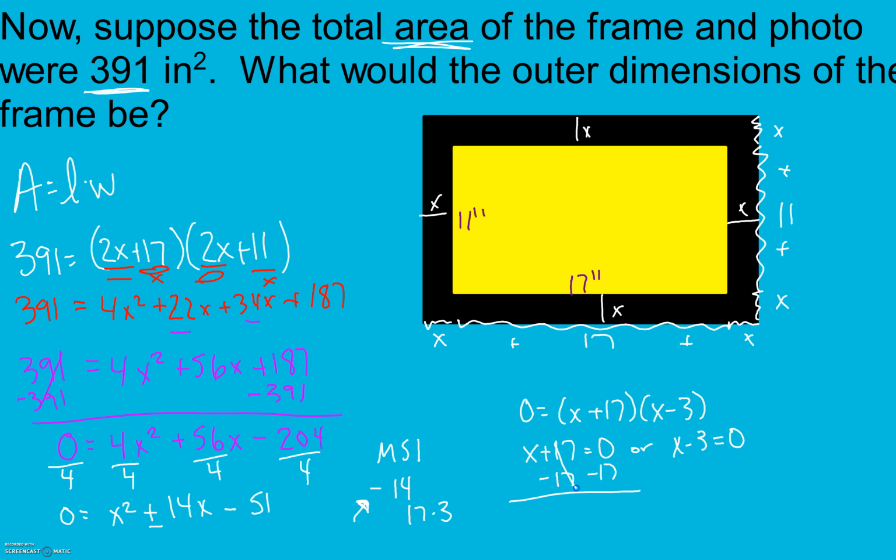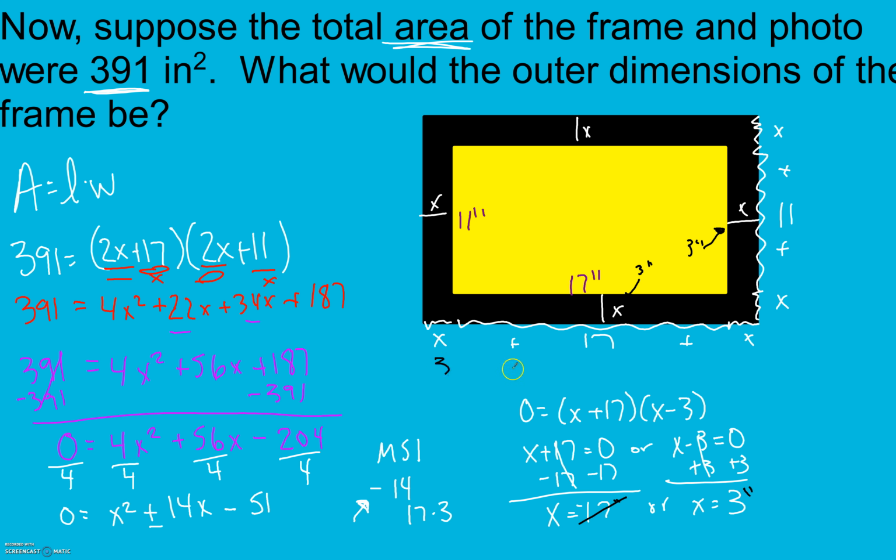Now we solve for x by subtracting or by adding. And if we look here, guys, double check, does my answer make sense? Does it seem reasonable? Can we have negative 17 inches? No. But can we have 3 inches? Yes. So the outer dimension then, each of these is going to be 3 inches.